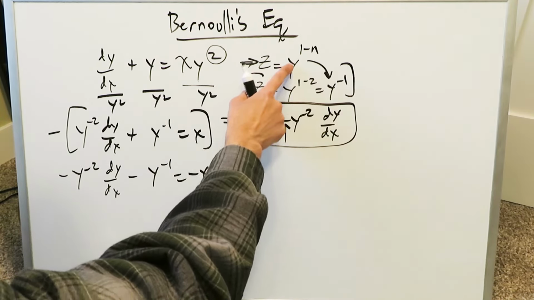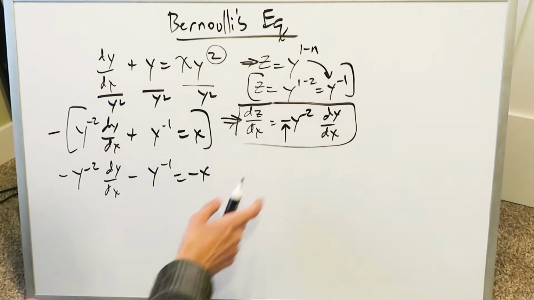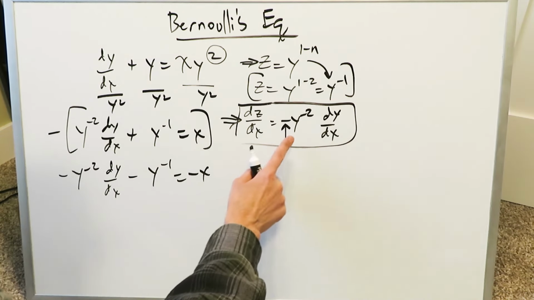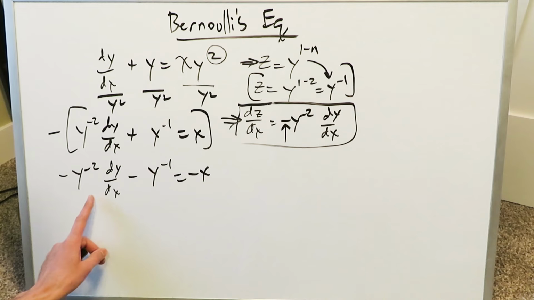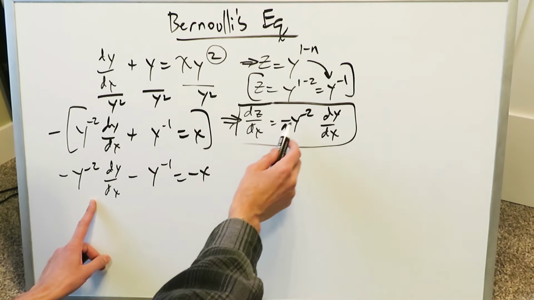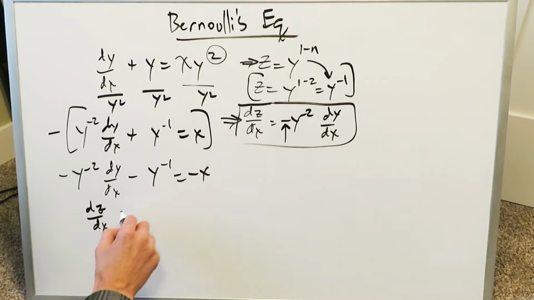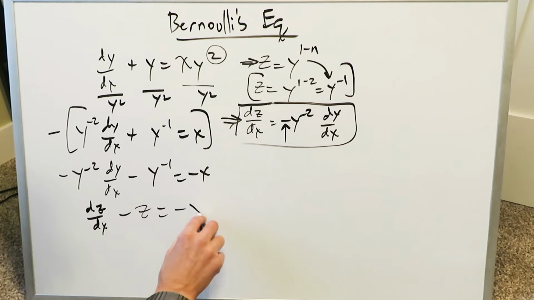I have z is equal to y to the power of 1 minus n, which in this particular example was equal to y to the power of minus 1. Where I have y to the power of minus 1, I can squeeze in a z. Where I see this, I can squeeze in dz over dx, and that's exactly what I see right here. dz over dx minus z is equal to minus x.